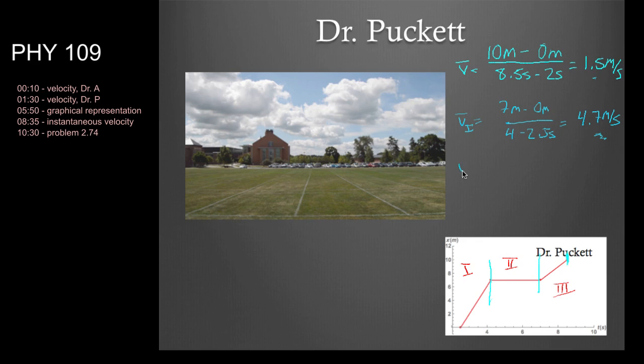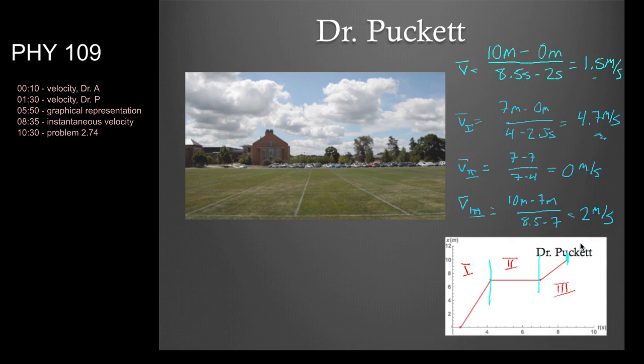In region 2, my average velocity is not as interesting, because we have 7 minus 7 over 7 minus 4, and that just gives us 0. And in region 3, we're going to have 10 meters minus that 7 meters, all over 8.5 minus 7. So we're going to get about 2 meters per second.